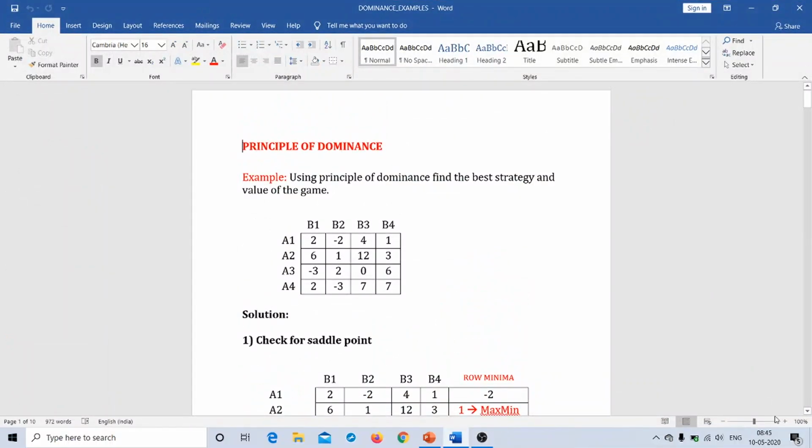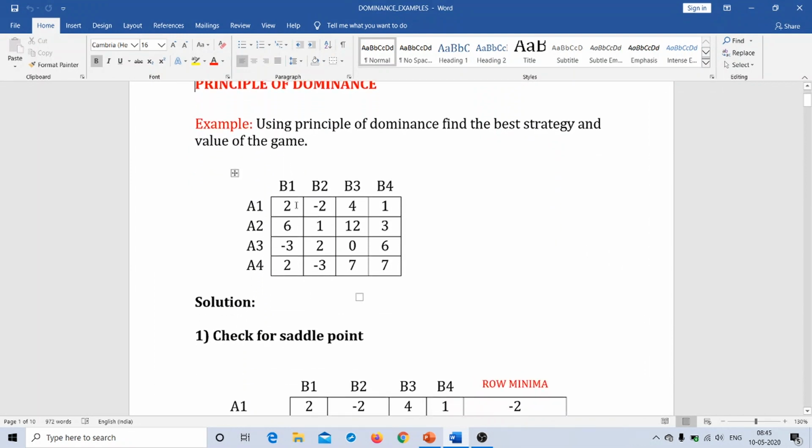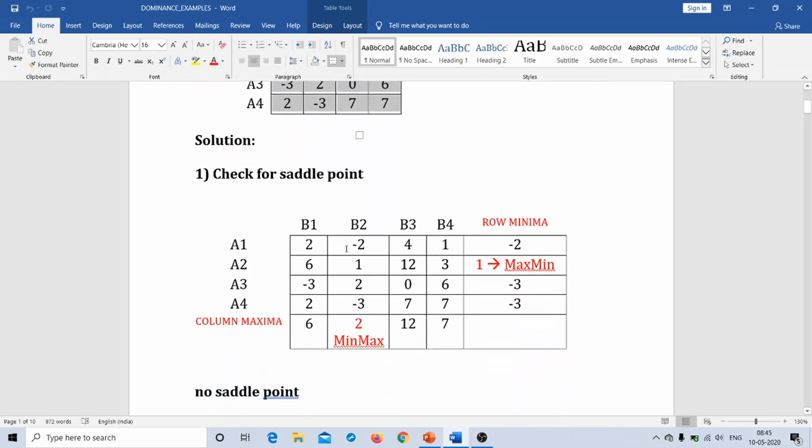So I have a problem in front of you, and the problem statement says, using the principle of dominance, find the best strategy and the value of the game. I have two players, A and B, with player A having 4 strategies and player B having 4 strategies. And this is my payoff matrix. First and foremost, we find out whether there exists a saddle point. So these are my row minimum and this is my column maximum. And then I draw the conclusion that this particular payoff matrix does not have any saddle point.